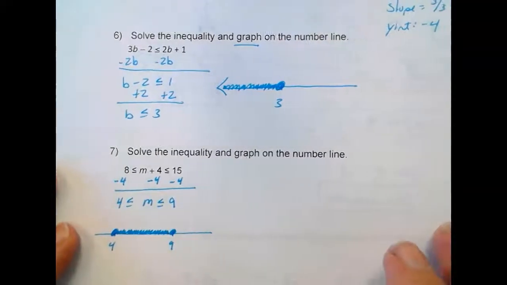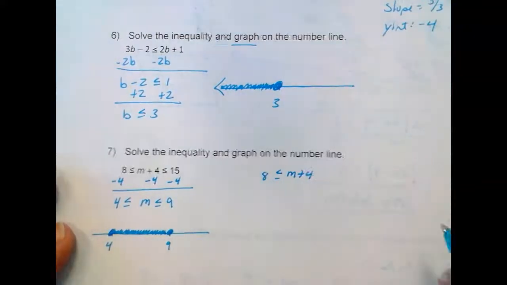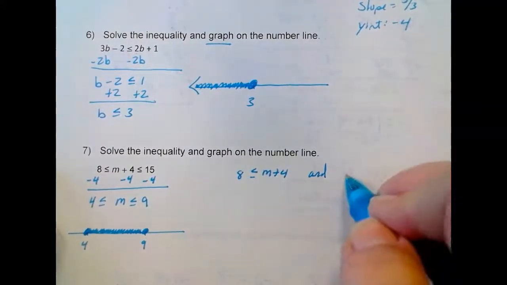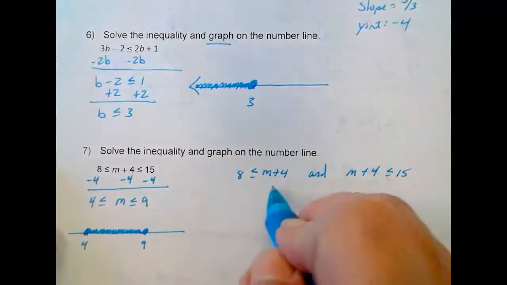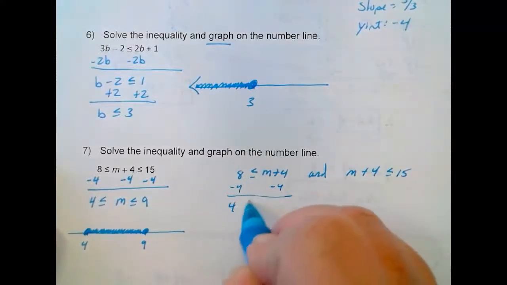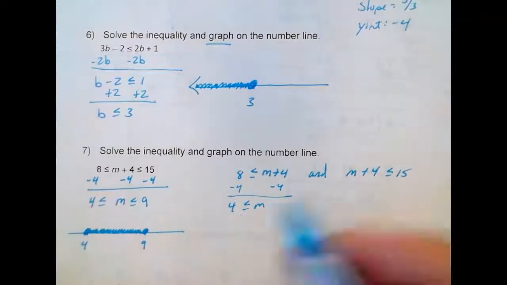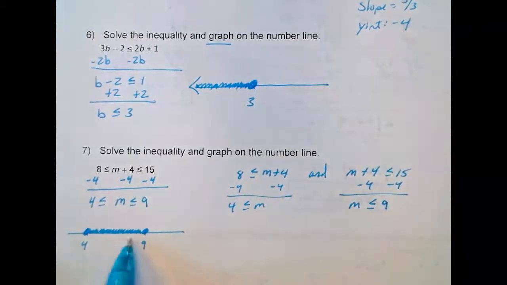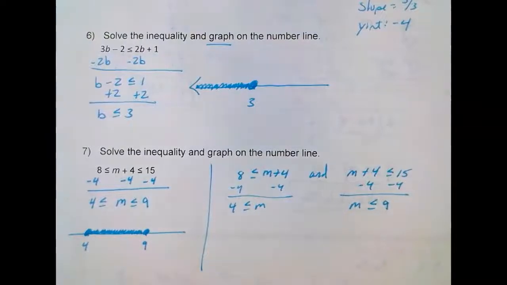Another way to do this problem is to separate it into 2 equations, which some of you did when I taught this. Put an and between them. It's a conjunction. And then write your other case over here. Solve both cases. So subtract 4, 4 is less than or equal to m, which you have. M is greater than or equal to 4, and then subtract 4, m is less than or equal to 9, which gives you the same answer. So you can do this either way. This way is just a lot faster.